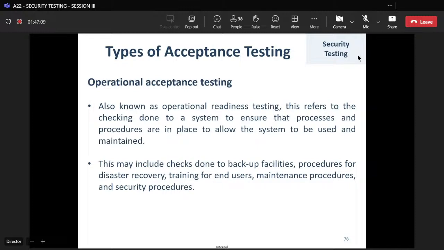And operational acceptance testing, or readiness testing. This is to make sure that all the process and procedures required to maintain the system are in place. All the checks have been done, for example, backup procedures and DR procedures, the training required for the end users, the maintenance procedures for the application, and the various security related procedures. If all these are in ready status, then they'll perform operational acceptance testing.